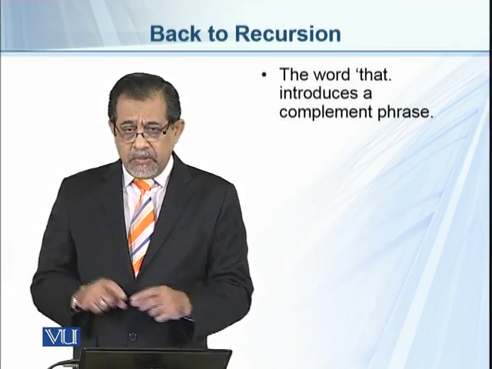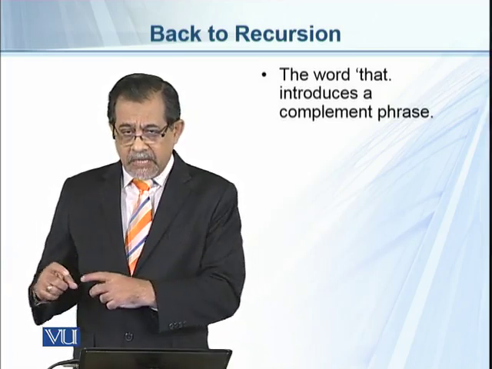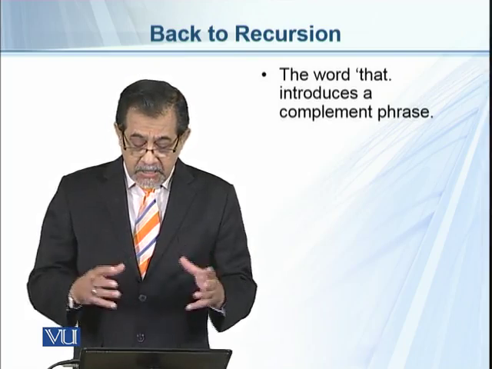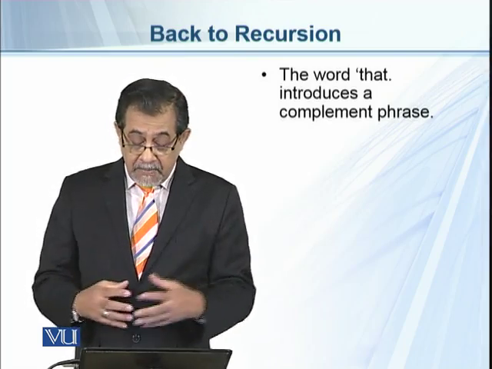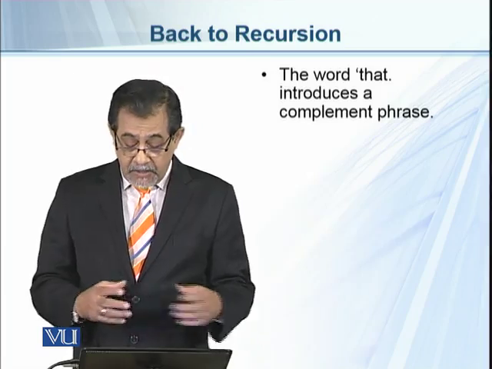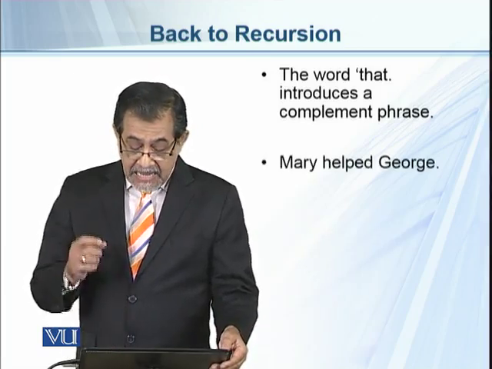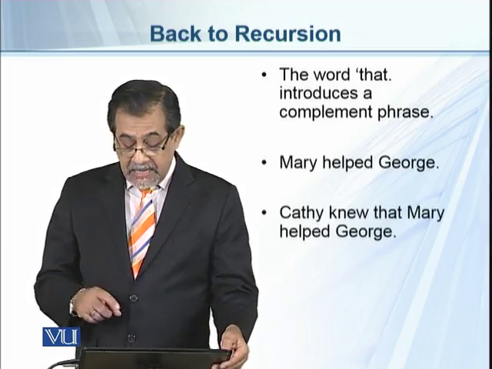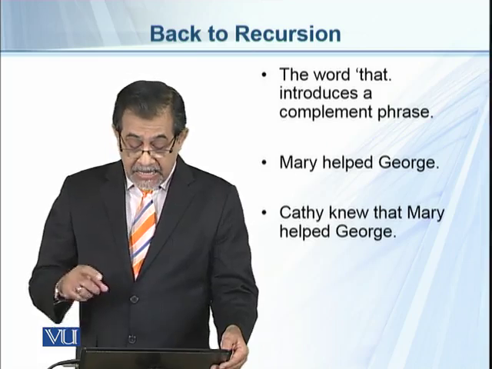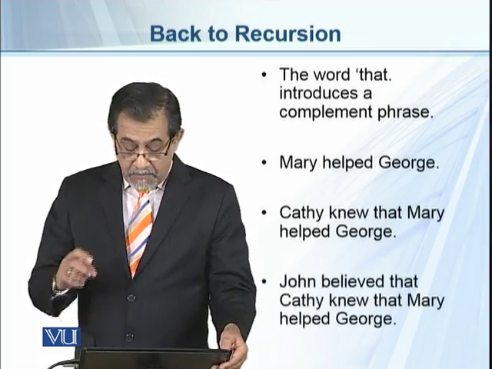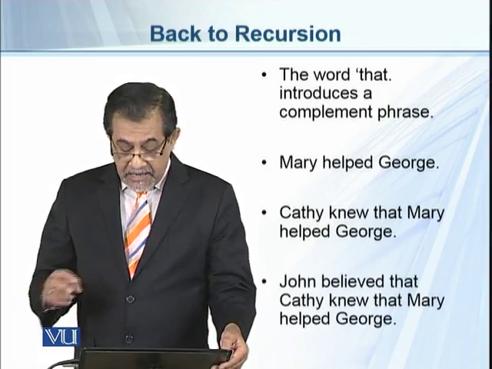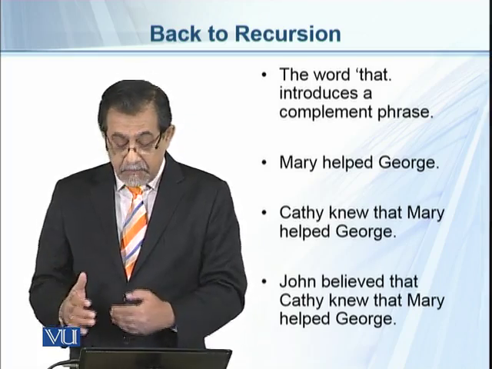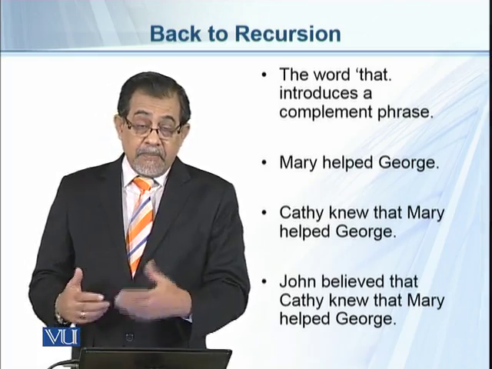After believed, we have two sentences which have been introduced by the conjunction that, right? They are the complementing phrase or complement phrase of that. Mary helped George. Kathy knew that Mary helped George. So that Mary helped George is that complement phrase. And then John believed that Kathy knew that Mary helped George. So that Kathy knew is that complement phrase, and that Mary helped George is again another complement phrase.